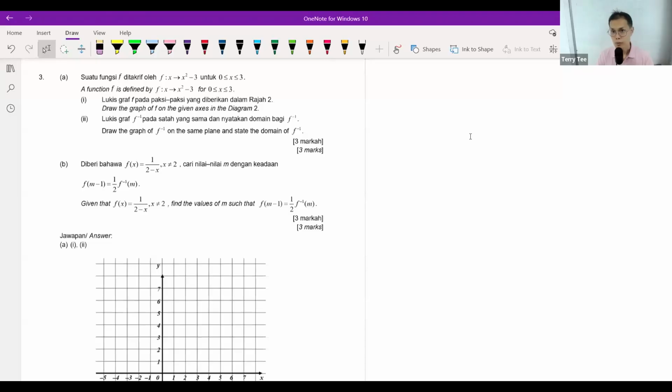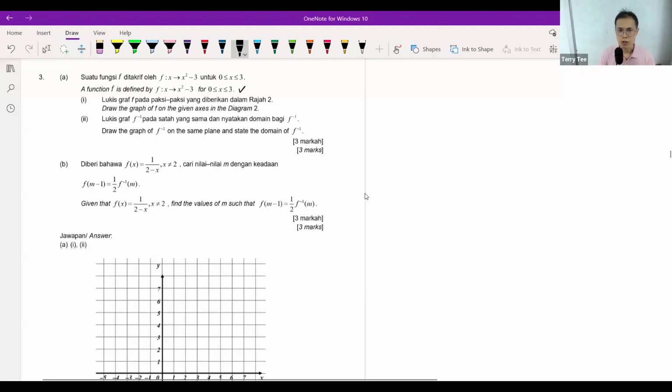Okay, moving on to question number 3. This is from Form 4, Chapter 1, Function. A function f is defined by f(x) = x squared minus 3 for x between 0 to 3. You're supposed to draw the graph of f on the axes given below, and then draw your f inverse on the same plane and state the domain.